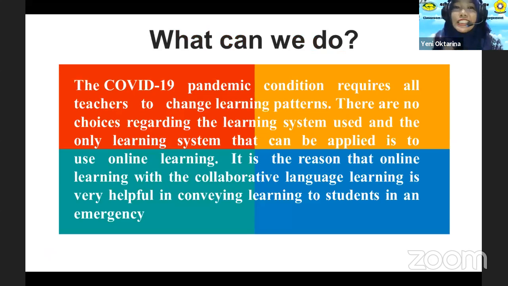And the last, this is the conclusion. What can we do, especially for teachers? We cannot run from the system. There is no choice for us as teachers. But we should do something to change.